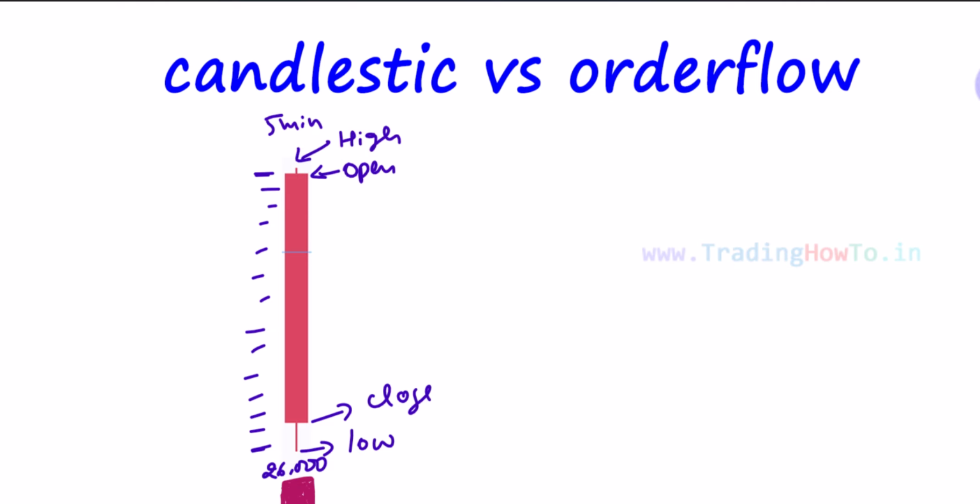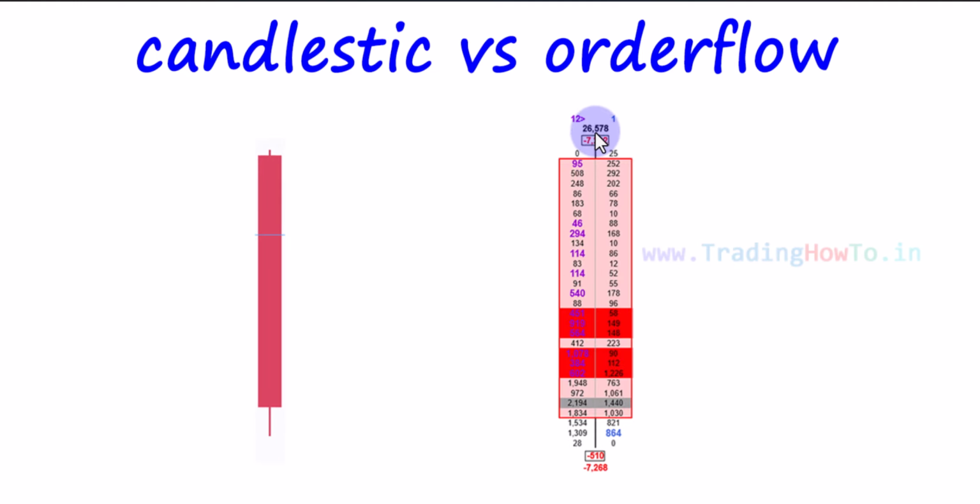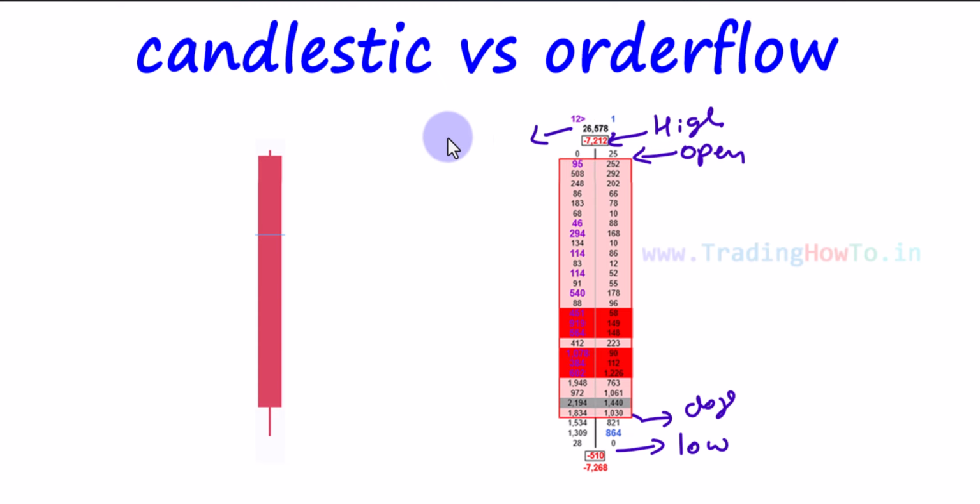Now let's take a look at an order flow chart. What I have here is the same candle represented using an order flow candle. What information is available to us? By looking at the color of this candle, we can say that it is a red candle, which means price opened higher and closed lower. The price opened here, made a high here, made a low here, and closed here. Along with that, we can see the volume that was traded during this candle.